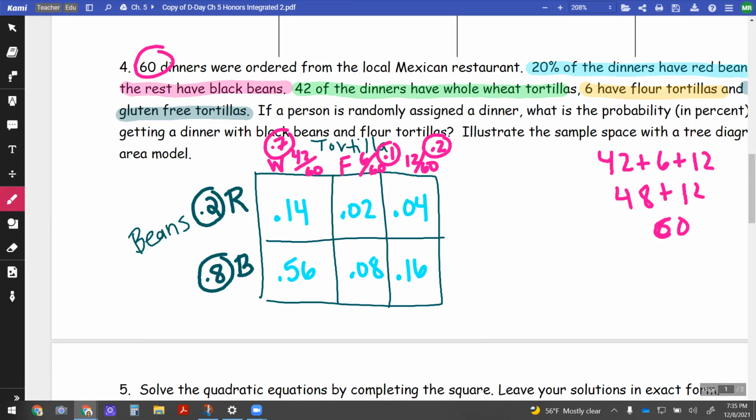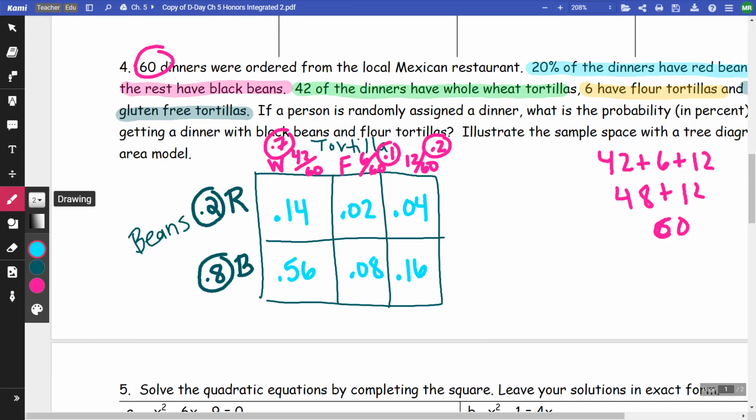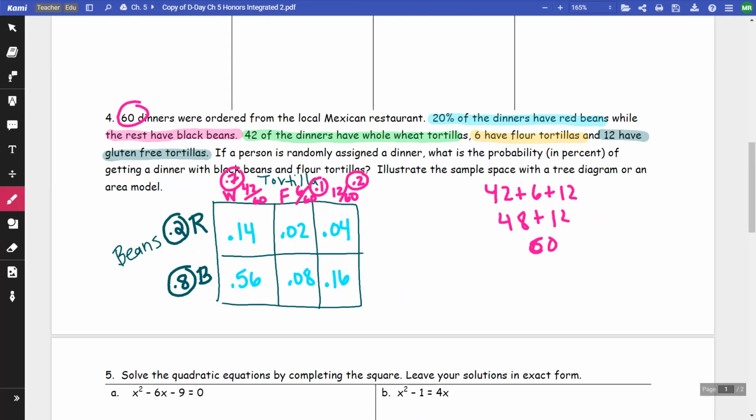Okay, so what are we looking for? We're looking for someone who had a flour tortilla and black beans. Flour tortilla and black beans right here. That's going to be 0.08, which is 8%.